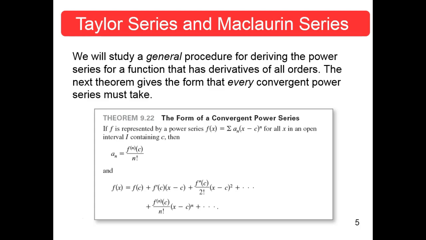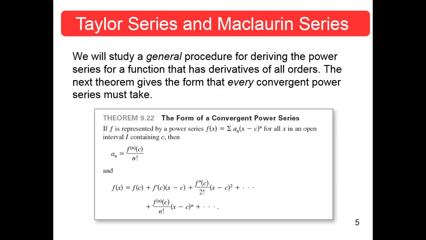Then this a sub n that we're talking about is the nth derivative of f evaluated at c, divided by n factorial. Now, when I said n can be 0, what is 0 factorial? Anyone know? No, that's the thing. This is one strange thing about factorial. 0 factorial is defined to be 1. 1 factorial is also 1. 2 factorial is 2, 3 factorial is 6, 4 factorial is 24, and on and on.